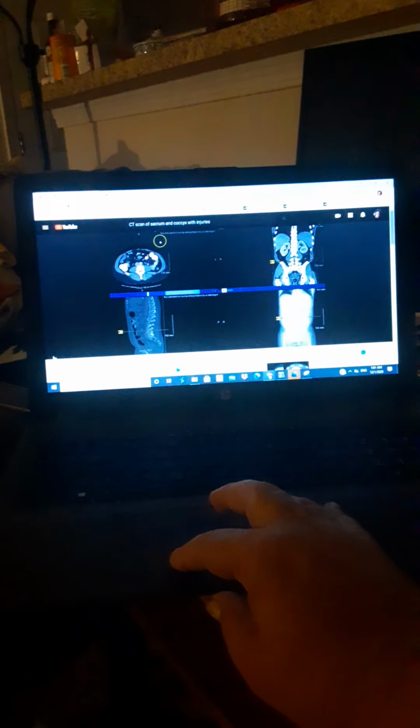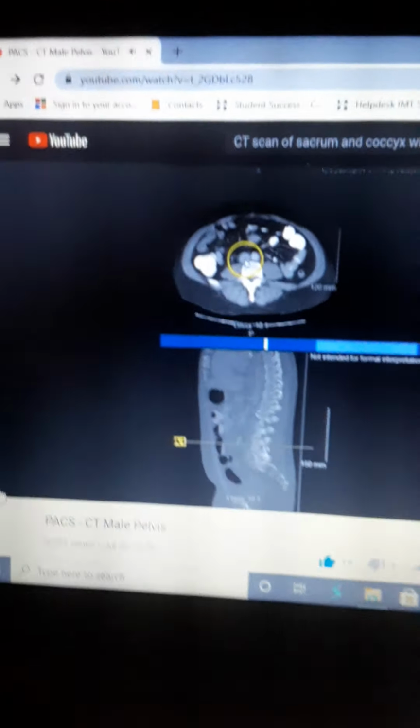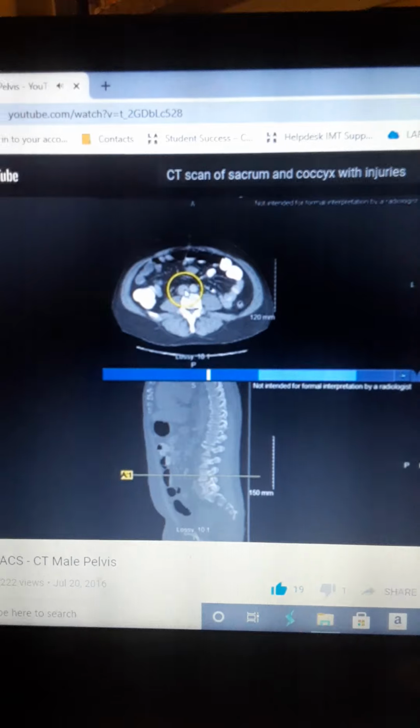So as we kind of continue to scroll down, you can see some of the bowels here. You can see the psoas muscles on both sides. And then you also can see some vessels. So in this regard, what you're seeing here would be the inferior vena cava.